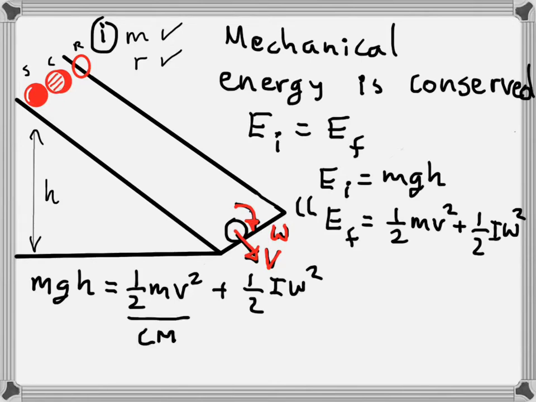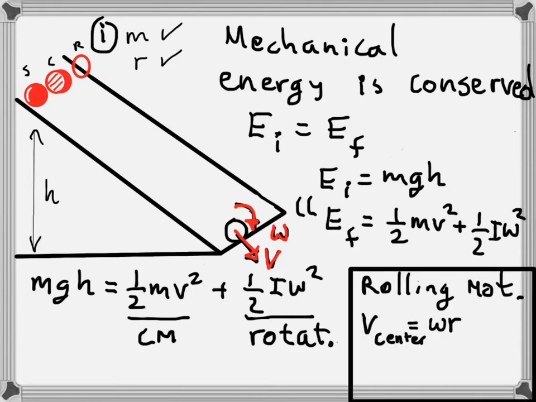That term, as we said, is the kinetic energy due to the motion of the center mass, and this term is due to the kinetic energy of the rotation of the objects. An object, when it's rolling, is both moving translationally and also rotationally, so it has both forms of kinetic energy.